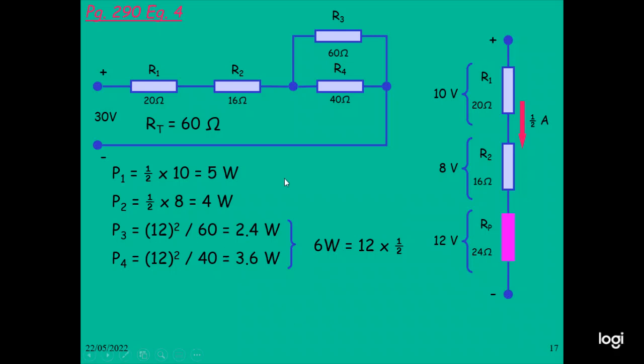And also the total power can be calculated. So that way, the resistance voltage 12 volt and the current half, you got 6 watt. P total is voltage squared, 30 squared, divided by the total resistance 60, you got 15 watt, you can get it. Therefore, the sum of P1, P2, P3, P4 and so on, you got the 15 watt, you can get it.